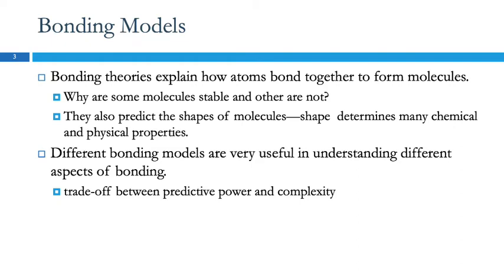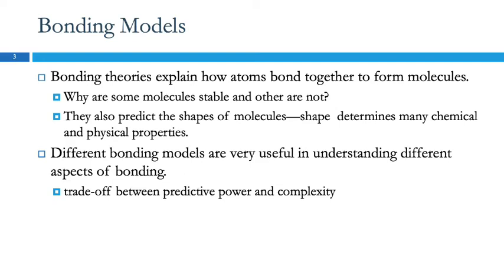So bonding theories explain how atoms bond together to form molecules. Why are some molecules stable and other molecules are not stable? The shapes of molecules can also be predicted, and those shapes often affect the chemical and physical properties of the substances. So there are several different bonding models. Some are more simple and some are more complicated.